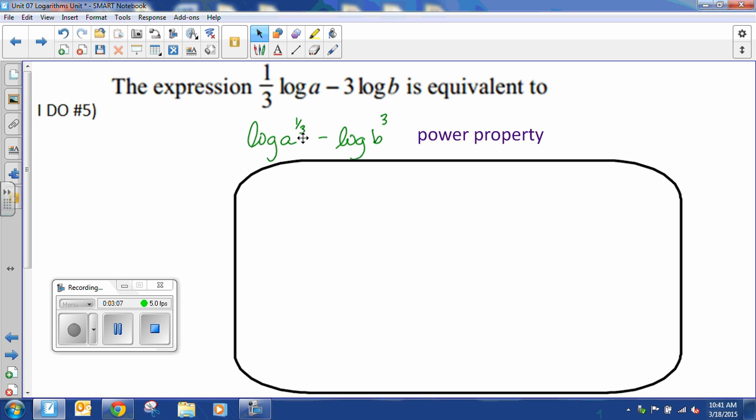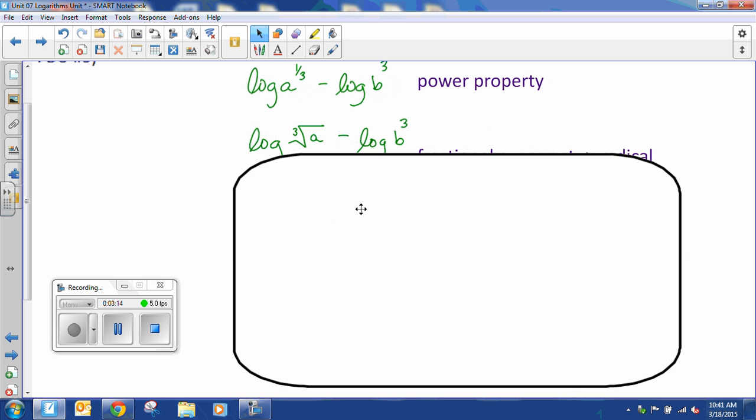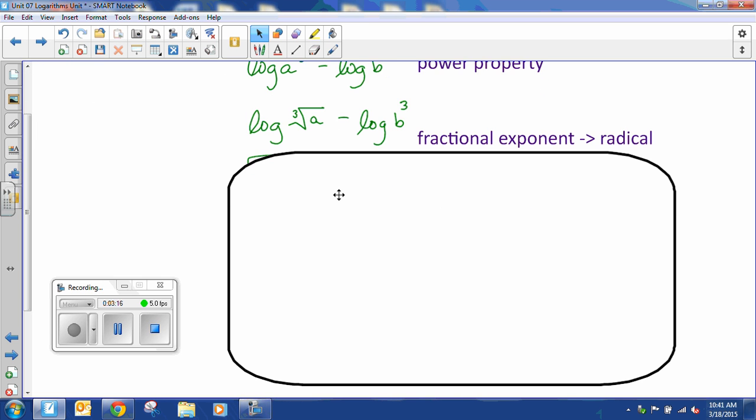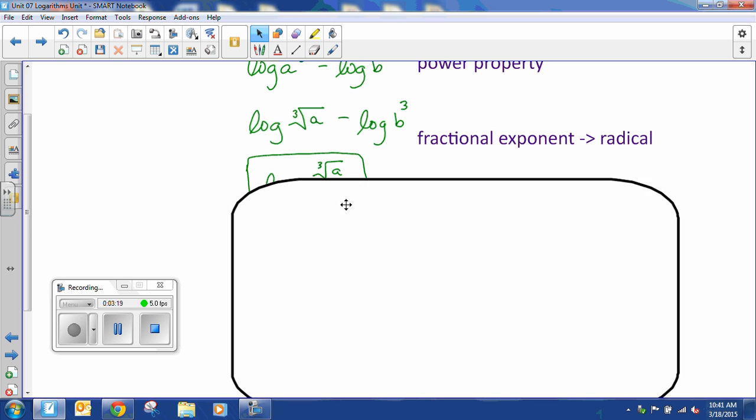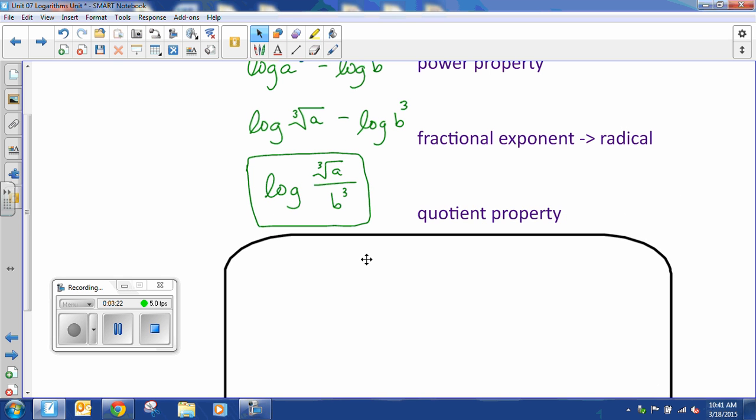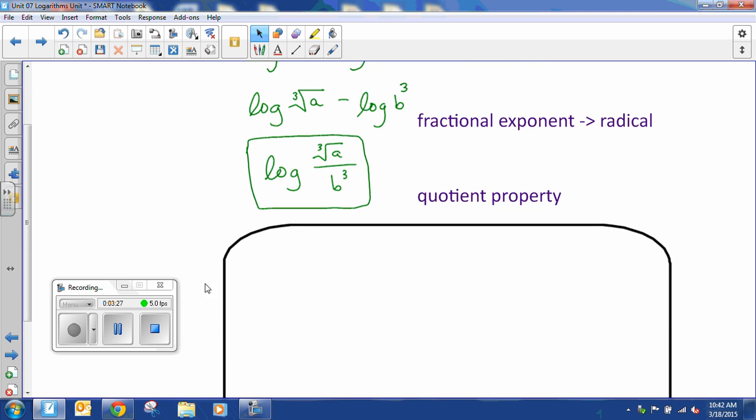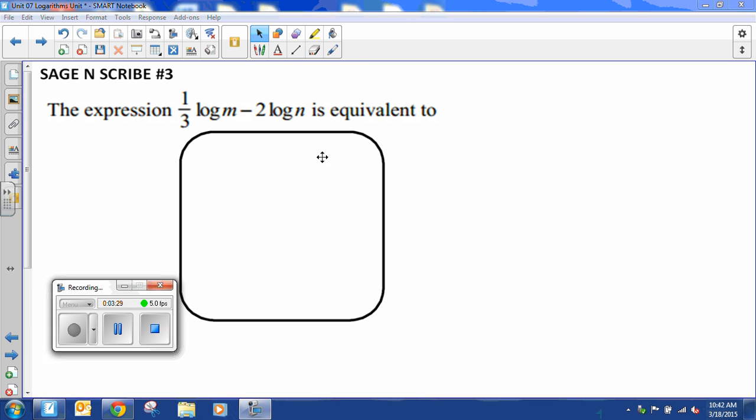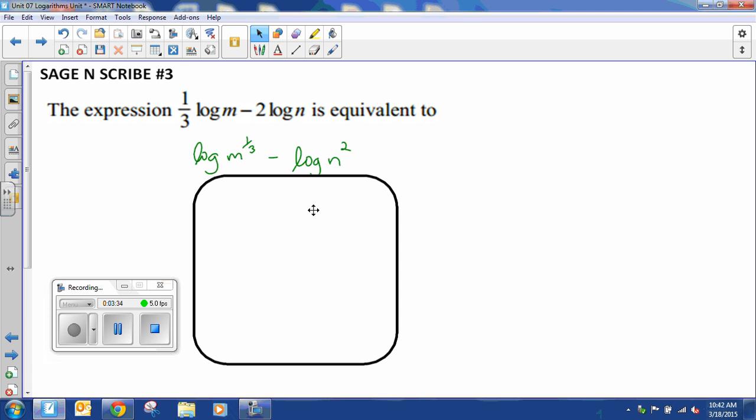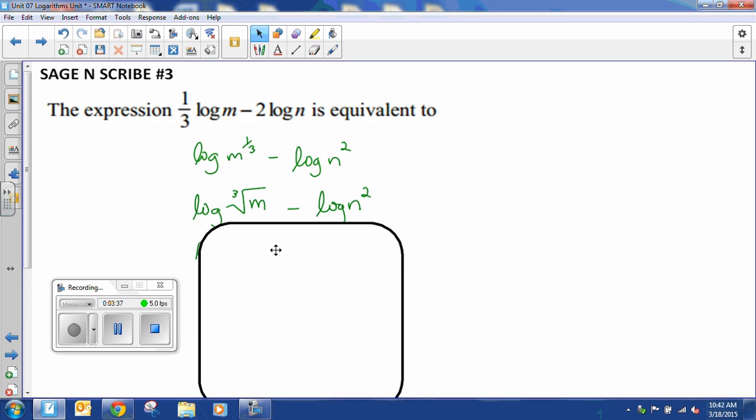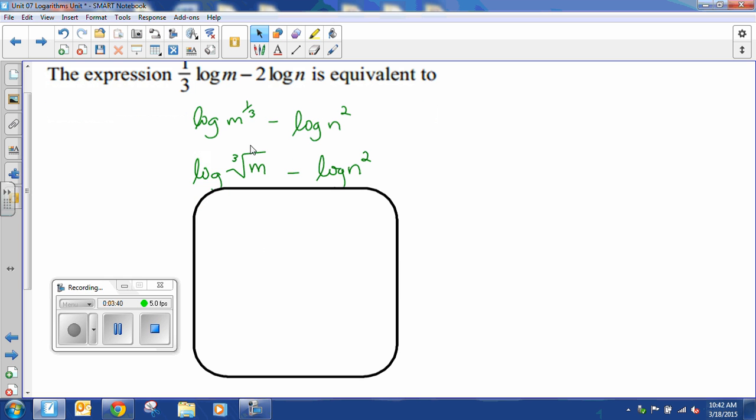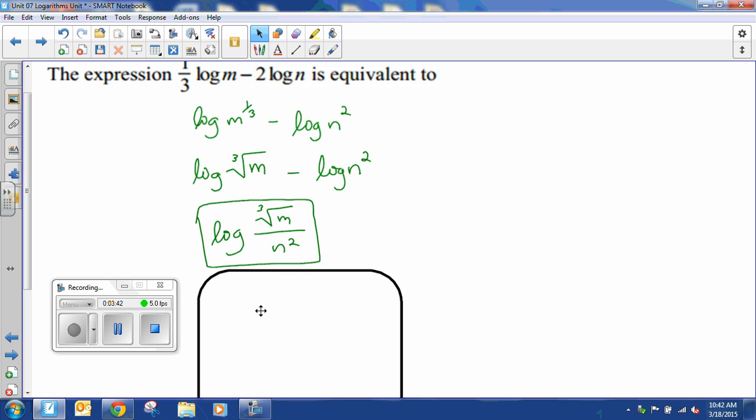And then I'm going to rewrite this fractional exponent as a cube root. And then I can apply the quotient rule, or the quotient property. And now we can see we have condensed this expression down to this expression. All right, same thing, and we're going to condense. Let's take the coefficients, write them as powers. That's the power property. Rewrite the fractional exponent as a cube root, and then apply the quotient rule, and this is our final condensed expression.